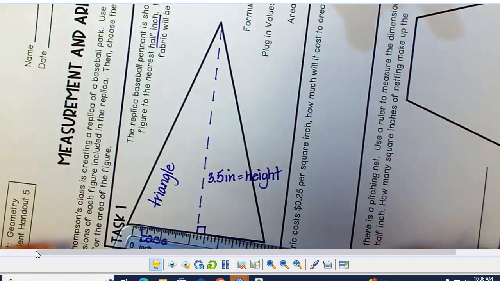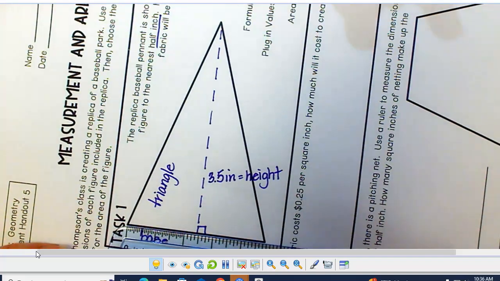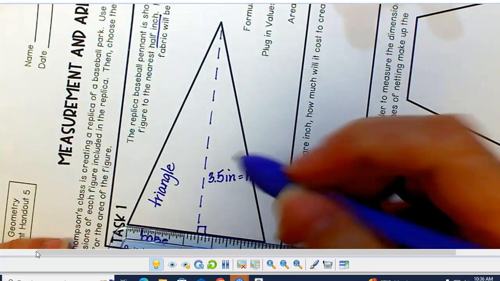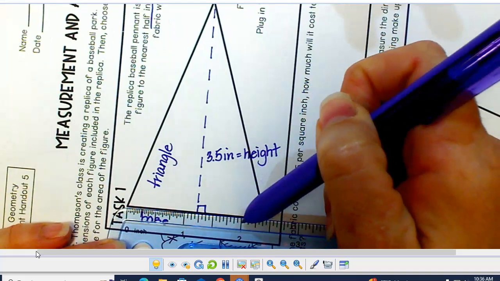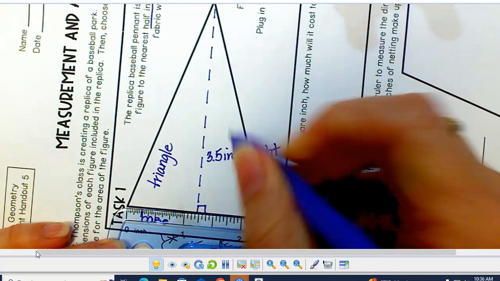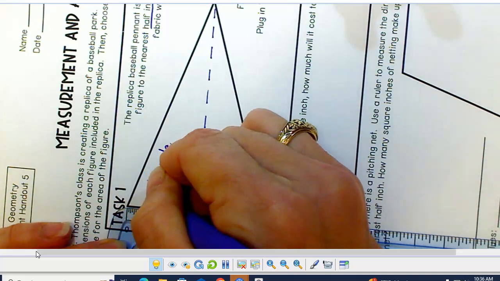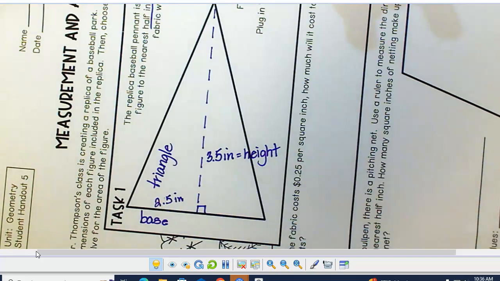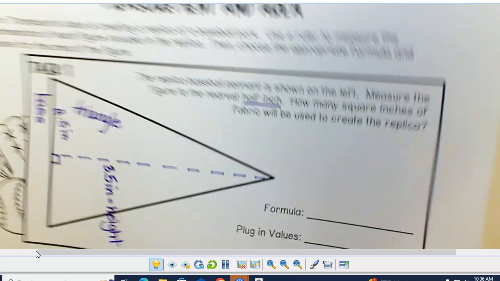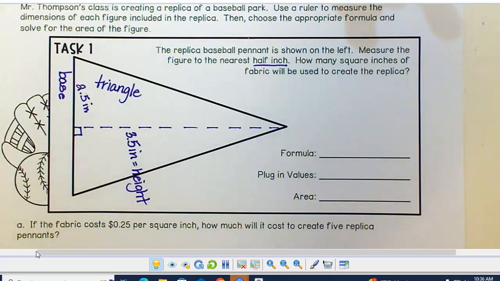And we're going to measure the base also, again, to the nearest ½ inch. So here's 1 inch, here's 2 inches, here's 2.5. It's pretty close to 2.5. So our base is going to be 2.5 inches.